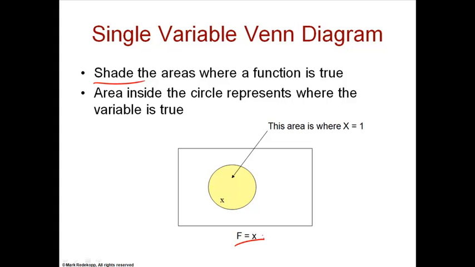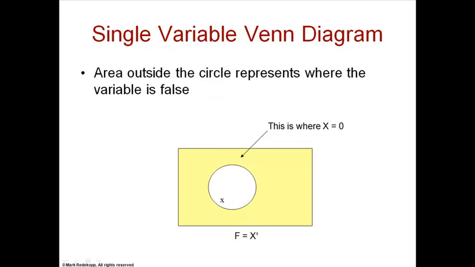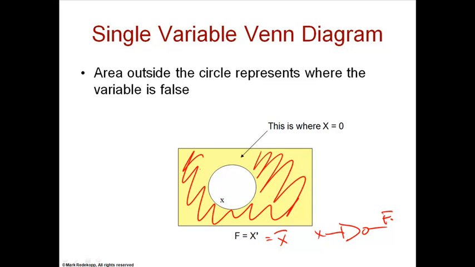So if I give you the simplest logic function, f is equal to x, then what I'm saying is f is true when x is true. If I gave you the function f equal to x naught, or x prime, or x bar, sometimes you'll see it x bar. This just is really not x, right? So here's f, here's x. When will f be true? F will be true when x is 0, right? So for all the area outside of x, which is where x is 0, f is true.